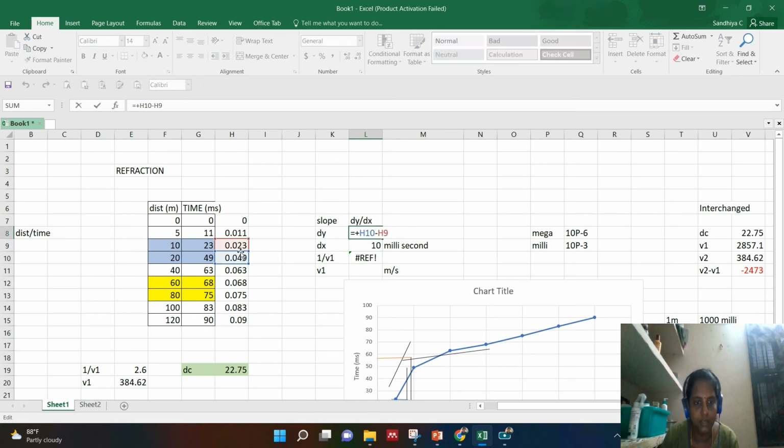So what I have done is I have converted this into meter second. This is in millisecond. I have divided all the values by 1000. So 0.049 divided by 0.023. This is our dy and this is our dx value. So dy by dx, we'll find what is dy by dx. This is the dy by dx value, and V1 we need. So 1 divided by this answer.